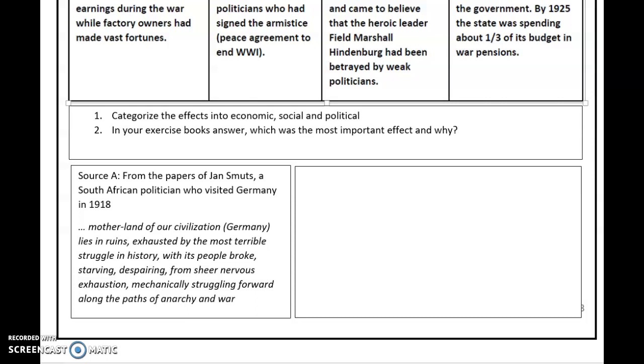It's quite a visceral quote, it's quite a powerful quote, and it's quite descriptive. What I would like you to please do for your third task is to draw a picture using his quote to represent Germany in this time. What picture does he paint of Germany, and can you recreate it? So pause the video now and have a go at actually drawing the Germany Jan Smuts describes.